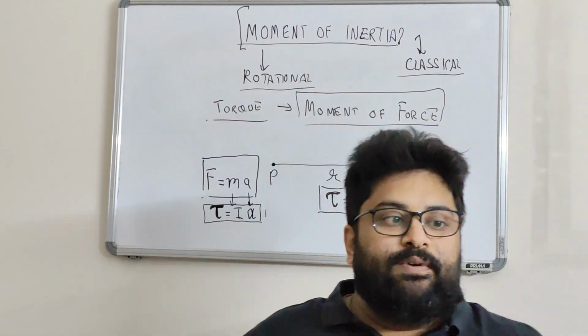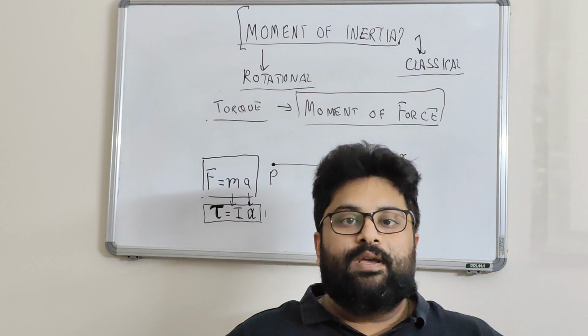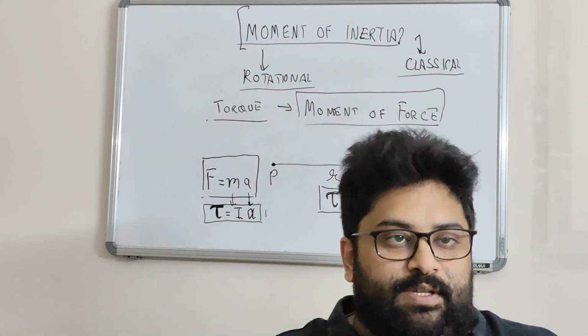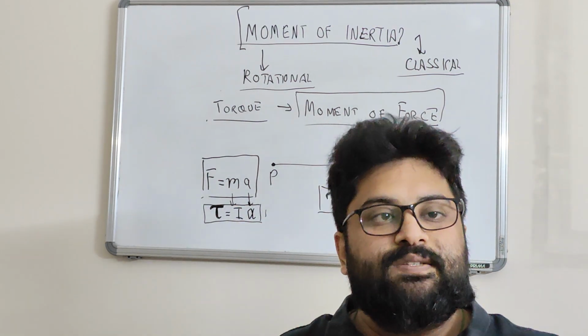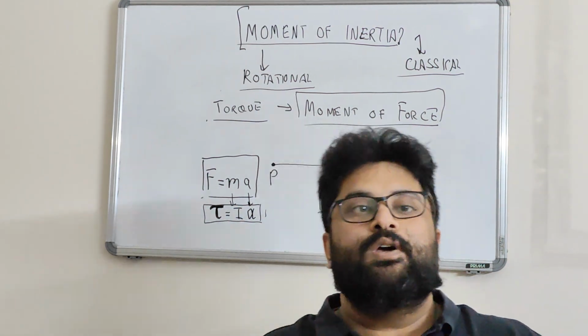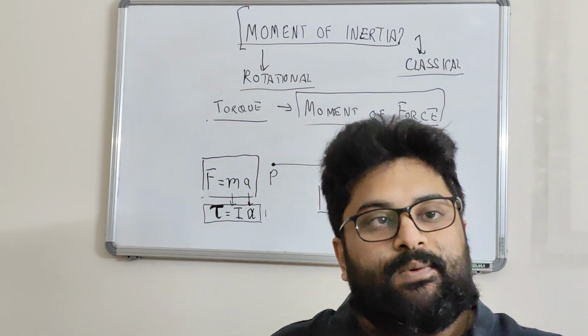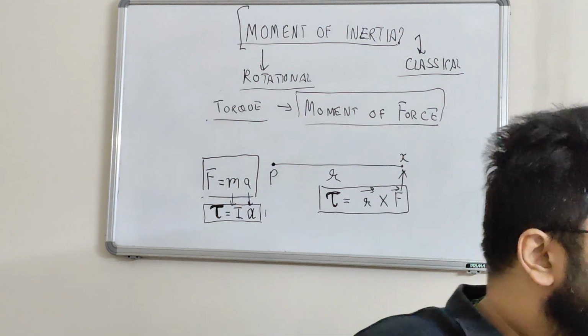Now before we proceed further, there's a very basic principle that operates when we talk about rotational motion and in a moment of inertia. It's called the principle of moments. So according to that, a body is in a state of rotational equilibrium when all the moment of forces acting on it is zero, right?